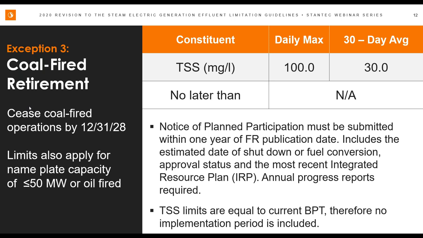And then annual progress reports are required demonstrating progress toward this retirement. TSS limits are equal to the current BPJ. That's why we're not seeing any sort of implementation period. It's a here and now.